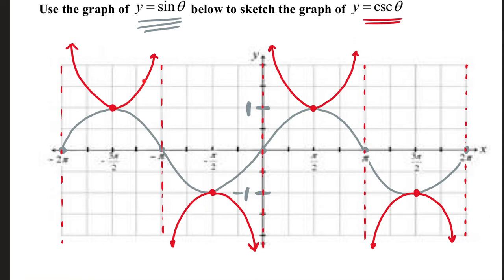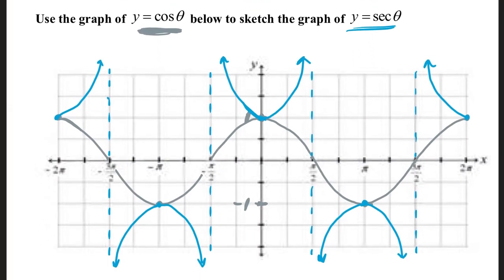This series of red hills and valleys make up the graph of cosecant theta, including the vertical asymptotes. To see the true graph of cosecant, you would take away this gray sine graph and you would take away the red dashed lines. Just the sequence of red hills and valleys, that's the graph of cosecant.